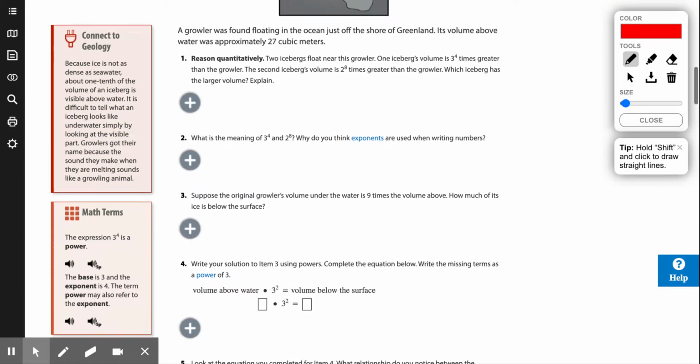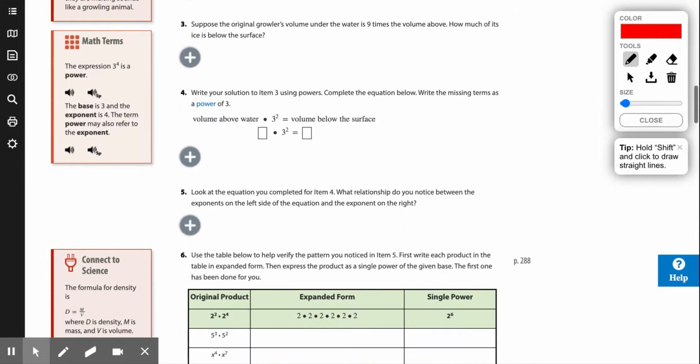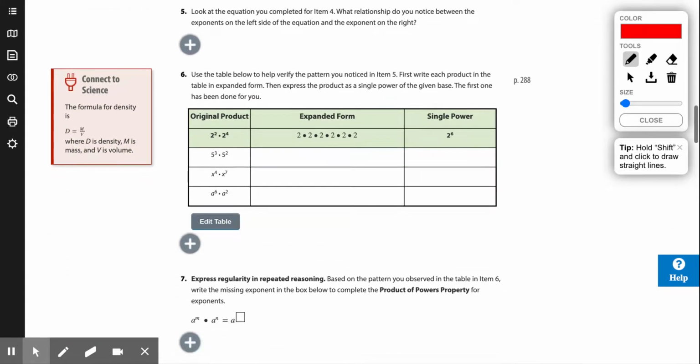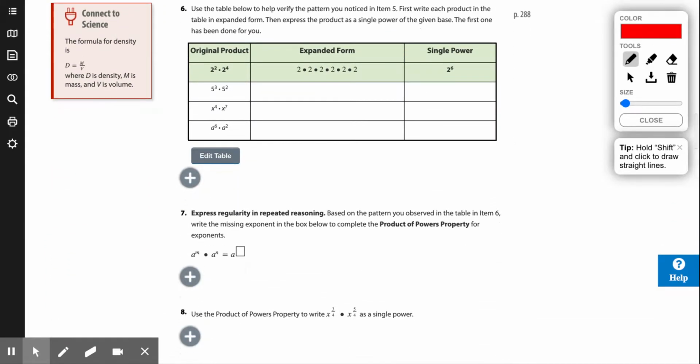Let's come on down to this chart on number 6. So we have the original product. We're going to be looking at multiplying exponents. 2 to the second power times 2 to the fourth power.